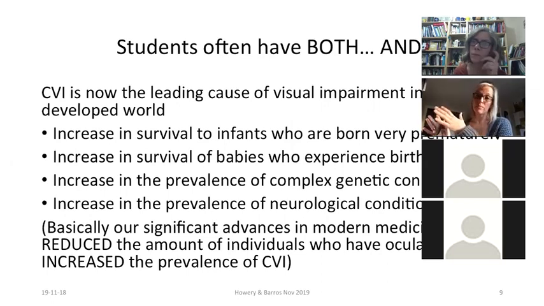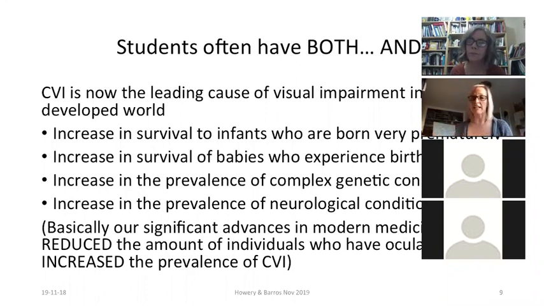CVI, this is an important statistic. CVI is now the leading cause of visual impairment in the developed world. So as we've seen in the last 15, 20 years, the ocular visual impairments, eye-based visual impairments have gone down, down, down, because medical science has done such a great job of improving our access to technology, improving our access to surgeries, these kinds of things. We're doing a great job of treating preventable blindness.